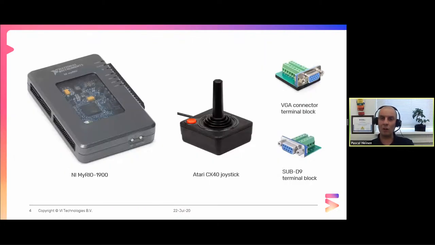So this is the hardware that I'm using. You can find everything online. Of course, the MyRio you can get from our favorite hardware vendor. The Atari joystick and the terminal blocks are found in a lot of electronic online stores and only cost a few bucks. And the terminal blocks make everything a lot easier, also for debugging. If you start soldering, it just makes it harder.